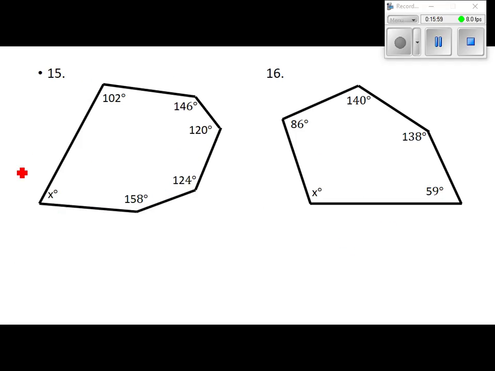Draw those two. This one's got 1, 2, 3, 4, 5, 6 sides. This one's got 5 sides. So six-sided, five-sided. I'll give you a second to draw those two.